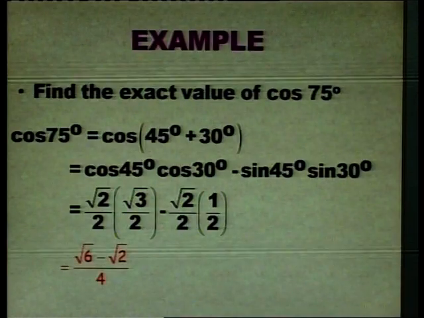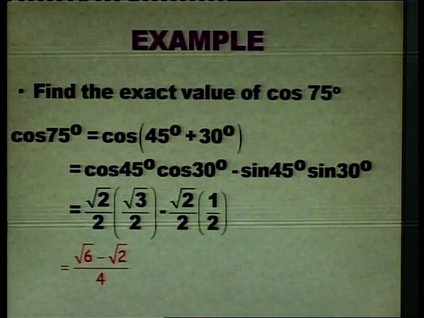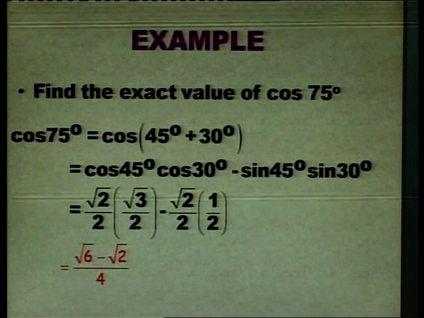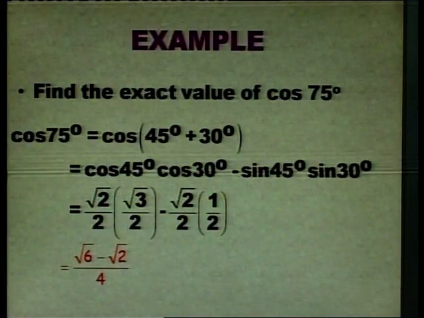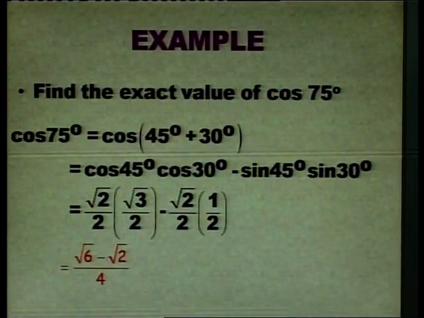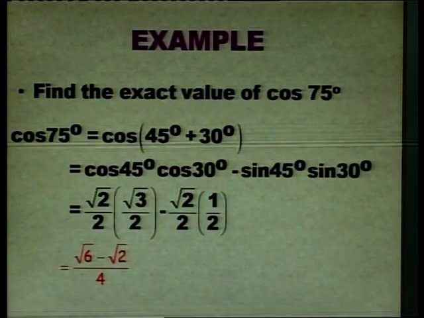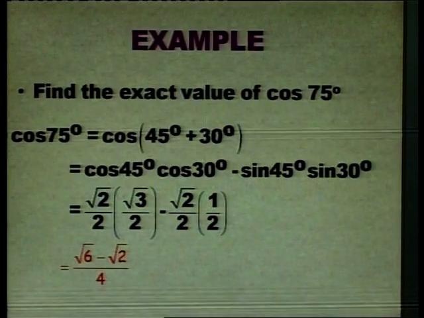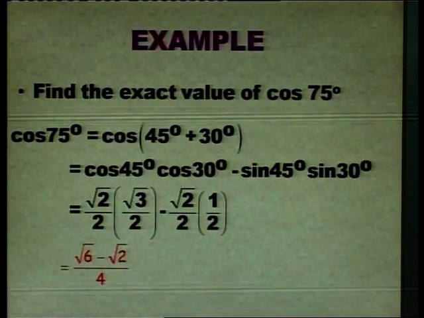So, I am using the formula cos(a+b) is equal to cos a cos b minus sin a sin b, where a is 45 degrees and b is 30 degrees. So, the value of cos 75° is cos 45° into cos 30° minus sin 45° into sin 30°, which is the same as (√6 − √2)/4.